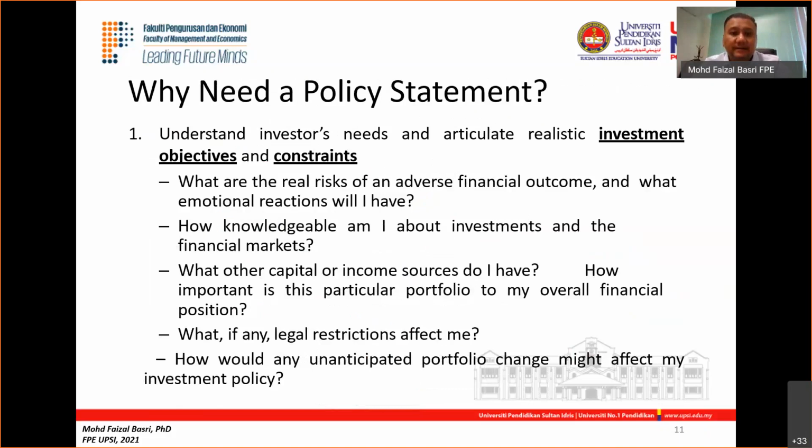Okay. So why do we need a policy statement? Remember, a policy statement is an agreement. Between who? Between the investor and at the same time the portfolio managers. So we have two parties here. So why do we need a policy statement? Because to ensure that the investor's needs are taken care of. What kind of needs? Their objectives, and possibly if there are any constraints. And their objectives must obviously be realistic. So realistic means both parties must agree.